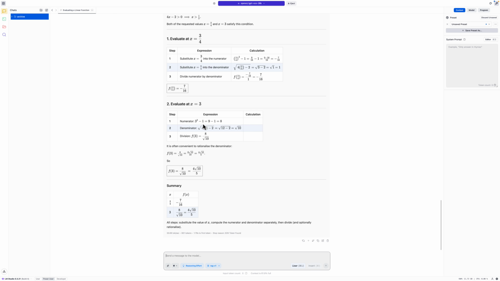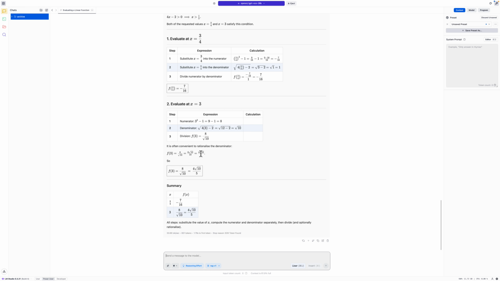You pop in 3 for the equation. It gives you 8 on the top. You pop in 3 on the bottom. It gives you square root of 10. 8 square root of 10. So you have to rationalize. So you multiply by square root of 10.